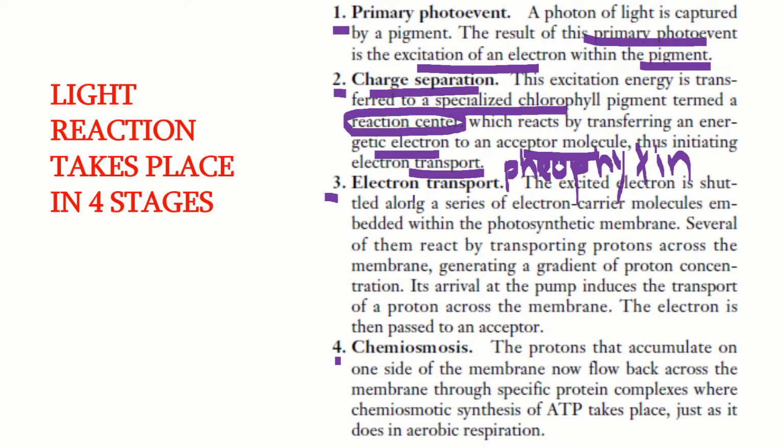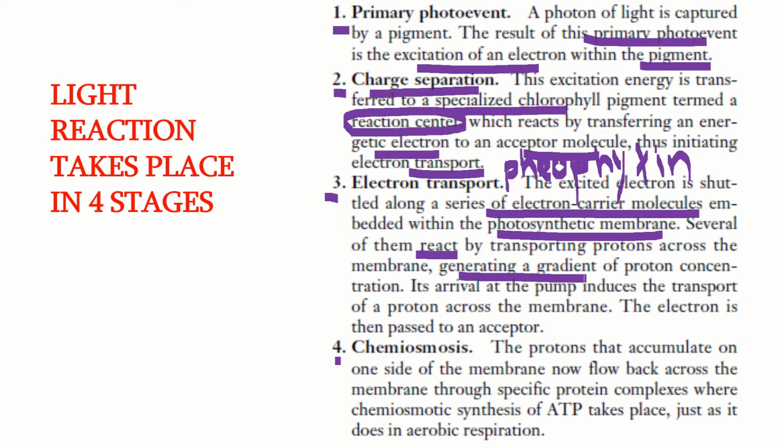Now there is the electron transport. The excited electron is shuttled along a series of electron carrier molecules, just as in the case of mitochondrion. These electron carrier molecules are embedded within the photosynthetic membrane. Several of them respond by transporting protons across the membrane. The better term is that several of them respond, by transporting protons across the membrane, which means they are acting as proton pumps.